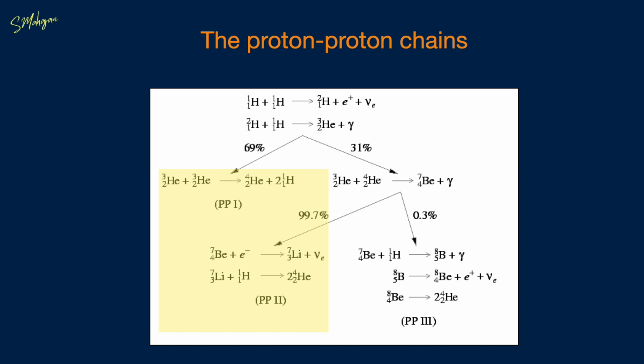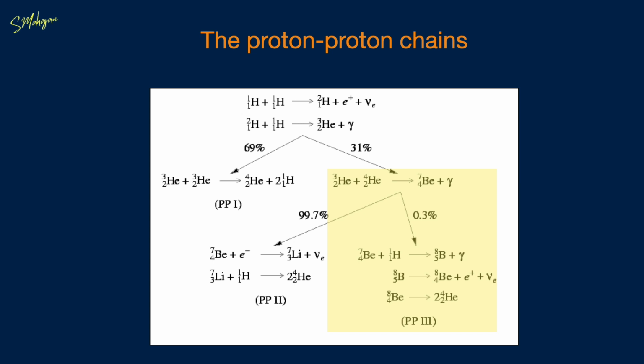On the other hand, about one-third of the time, the helium-3 will combine with an existing helium-4 to create beryllium-7. This beryllium-7, most of the time, will capture an electron to form lithium, which will again combine with a hydrogen atom to produce two helium-4 atoms. This is called the pp2 chain reaction.